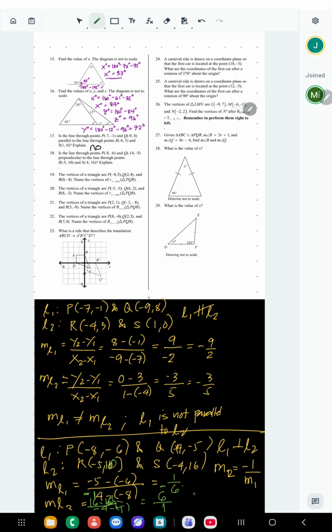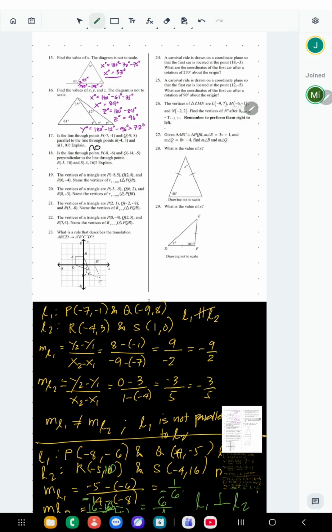Alright, okay, so the slope of line 1 here is just the negative reciprocal of the slope of line 2. So that means line 1 is perpendicular to line 2. Okay.